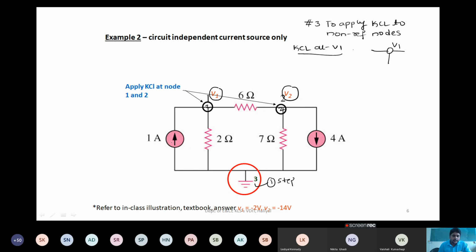Out of that, one current we know already, it is the incoming current, right? Then what about this 2 ohm resistor, and here we have 6 ohms. If they do not give any current direction, you can assume all of them as outgoing currents. So these are the assumed current directions. Is that clear to you, everyone?